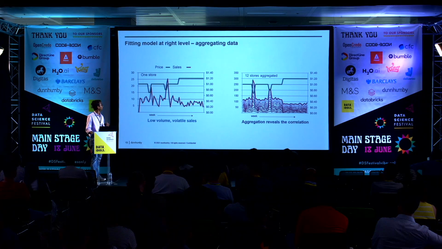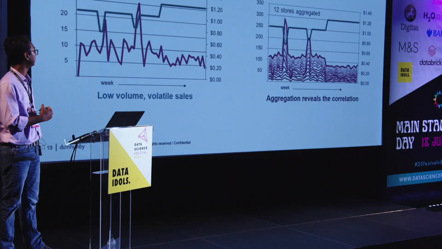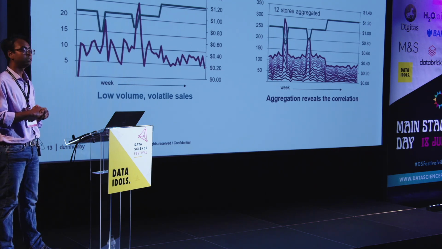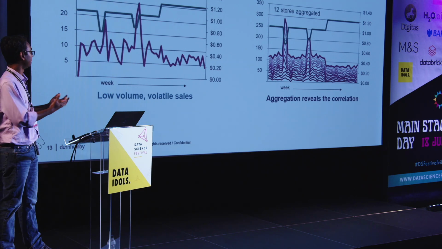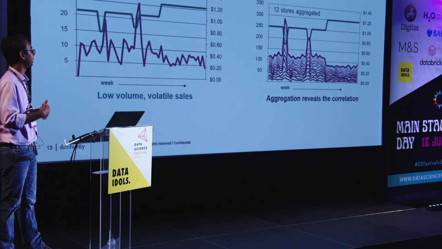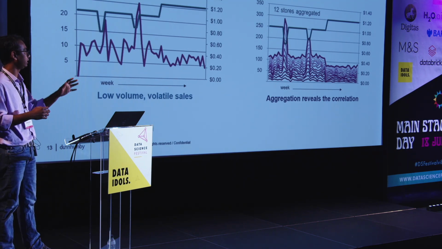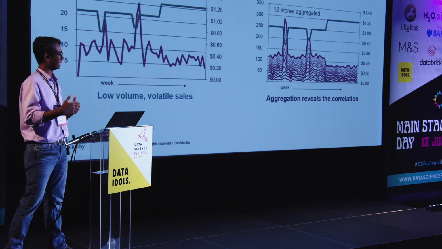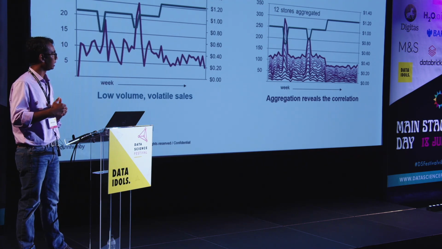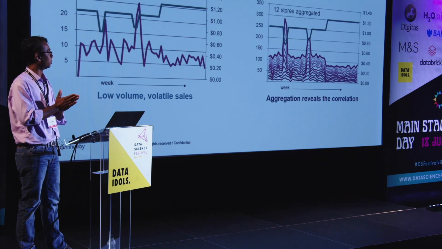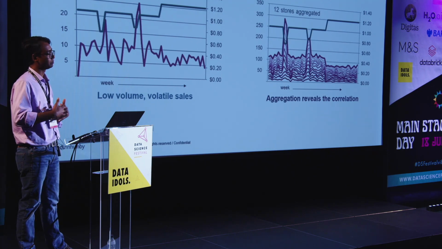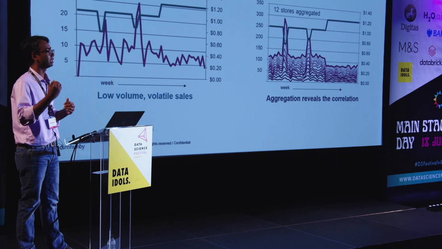These two charts hopefully explain this point well. In the first chart, we are just plotting the price and sales of a product for a single store. As you can see, the sales data looks very noisy, and there is not much signal coming out from this plot to tell us the relationship between price and sales. In the second chart, we are plotting the same price and sales, but not at individual store level. We have aggregated data from 12 stores to a price zone level, and now we are plotting the sales and price trend at the price zone level.